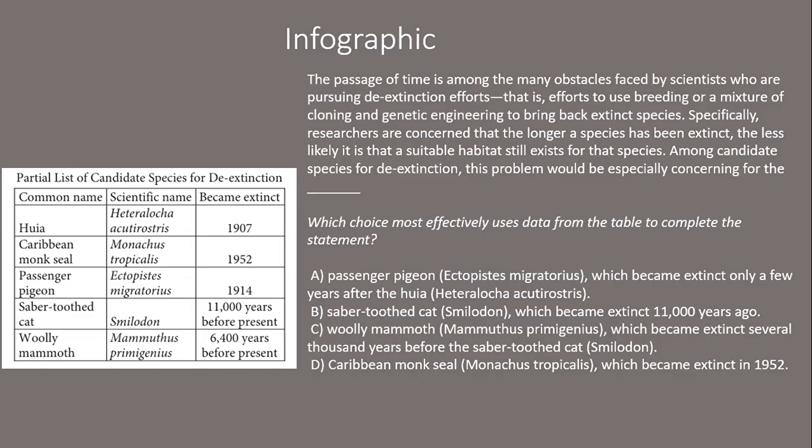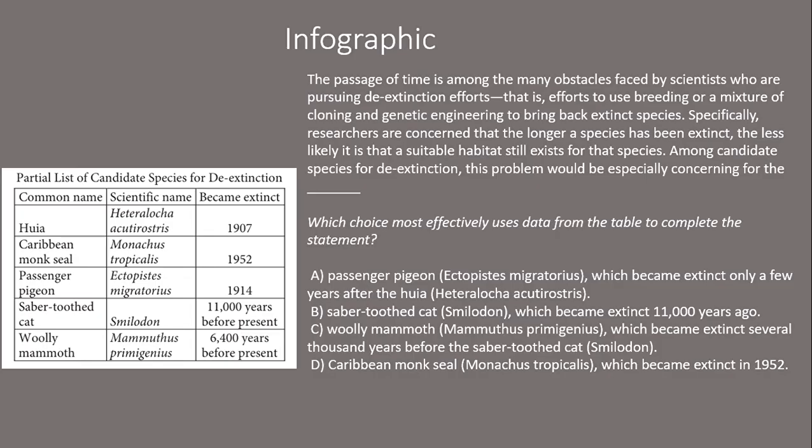The first one, Hawaii, died out in 1907. Okay, the Caribbean monk seal, according to the table, went extinct in 1952. The passenger pigeon, that's another species or animal, died out in 1914. The saber-toothed cat went extinct 11,000 years ago. Then there is the woolly mammoth that died out 6,400 years before present.